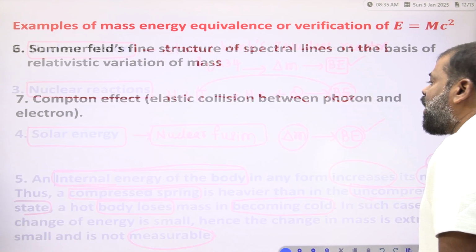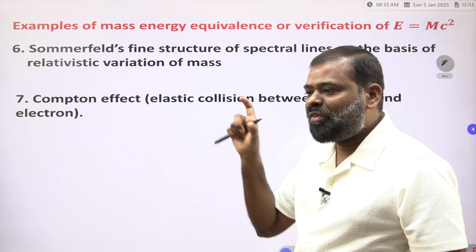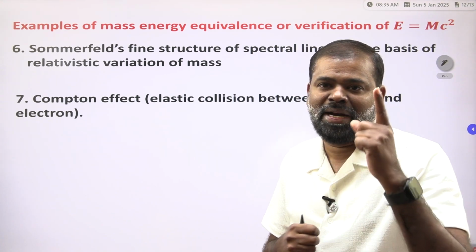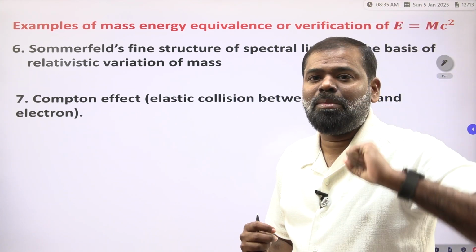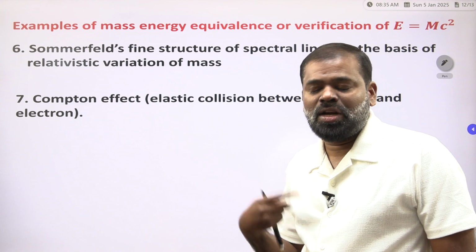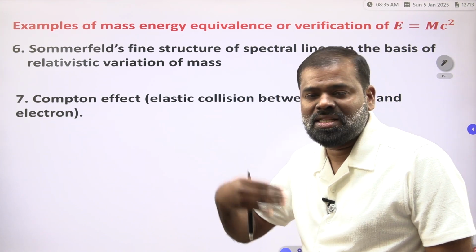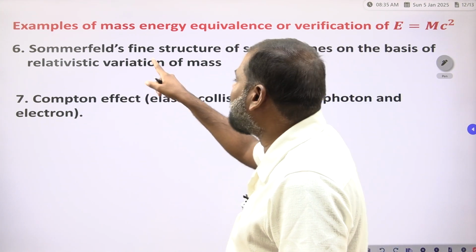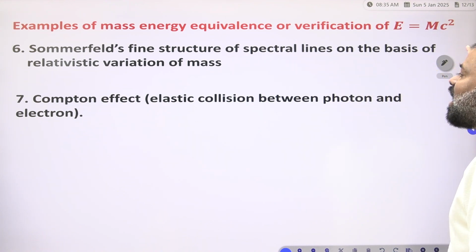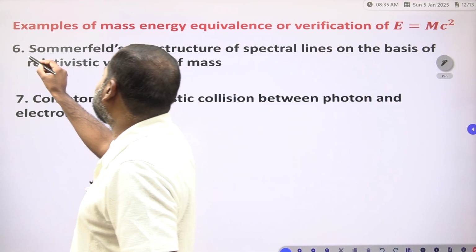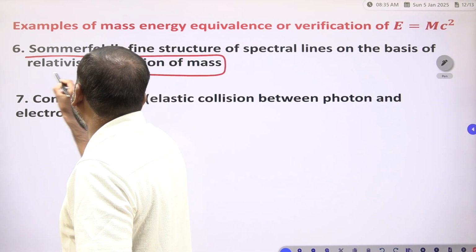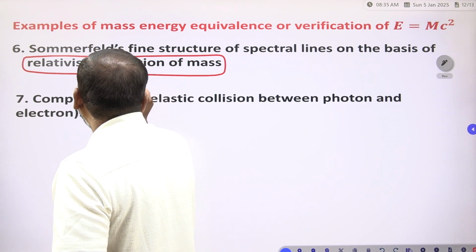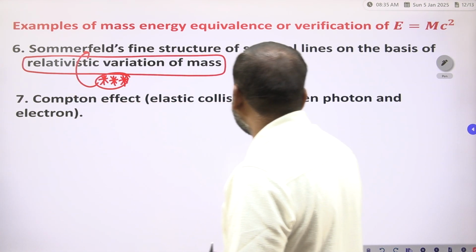This is also one more example. Not only that, in Sommerfeld's fine structure of spectral lines, the relativistic Sommerfeld experiment, we will discuss in atomic and molecular physics. When I teach atomic and molecular physics, I will teach the atomic models. So many atomic models are there. There we discuss Sommerfeld's fine structure of spectral lines, on the basis of the relativistic variation of masses only.